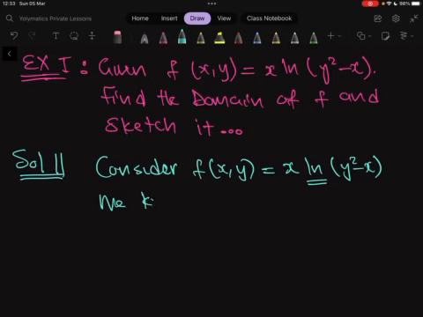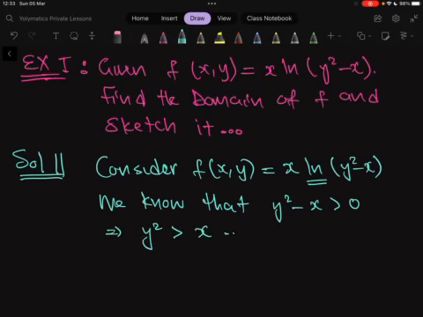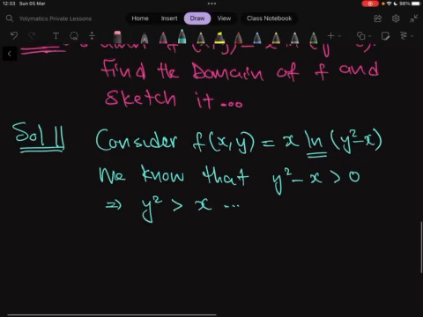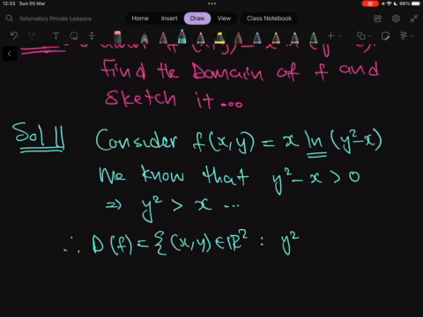So we know that y squared minus x must always be greater than 0, always. You see that? So this implies y squared must be greater than x all the time. Since this is the only restriction that we have, it means that the domain of f that we're looking for is the set of coordinates which reside in R2 such that y squared is greater than x always. So that's all that we need. This is the domain that we are looking for.